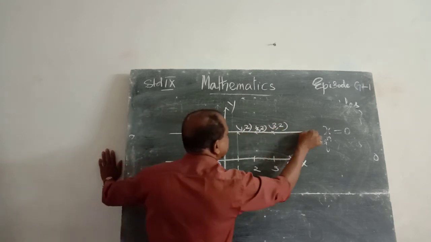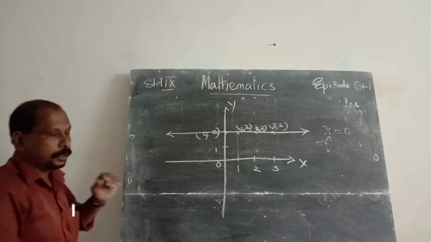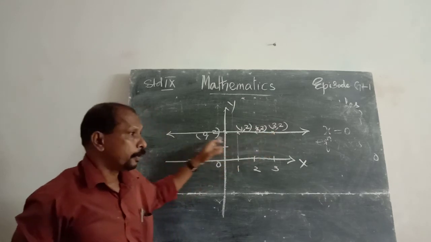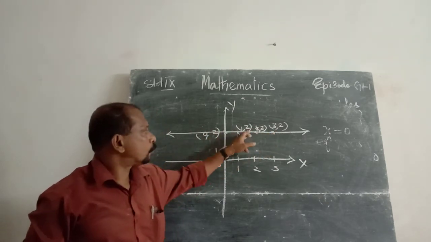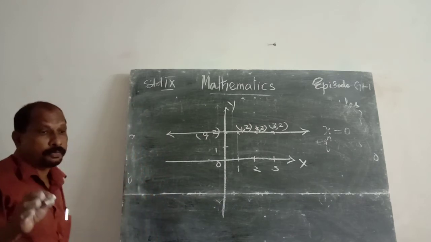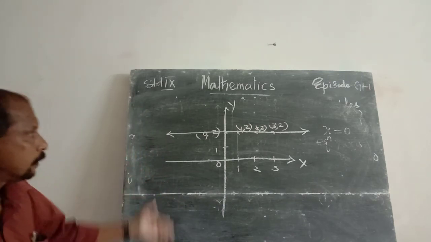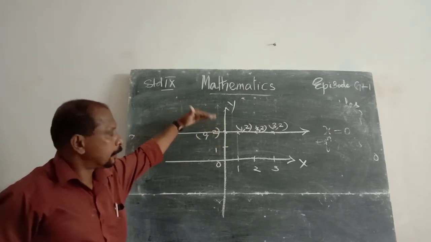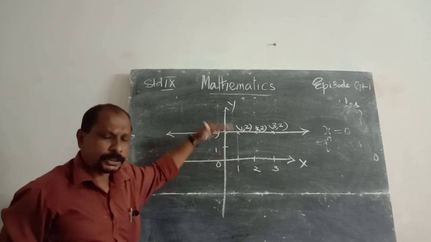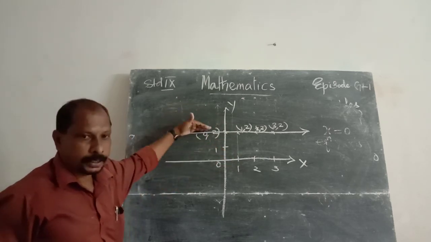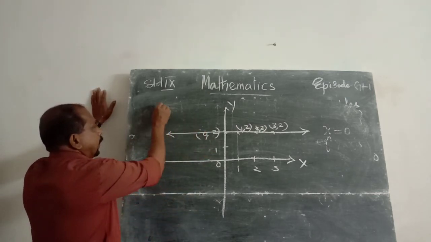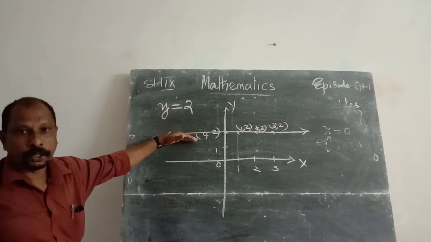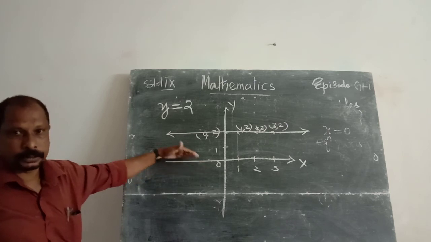Therefore, joining all these points gives a straight line. The x-coordinates are 0, 1, 2, 3, etc. and the y-coordinates are 2, 2, 2. They are equal. Therefore, all the y-coordinates of those ordered pairs are equal. That is a horizontal line, parallel to what? The x-axis. Therefore, y is equal to 2 is the equation of that horizontal line. It is parallel to the x-axis.